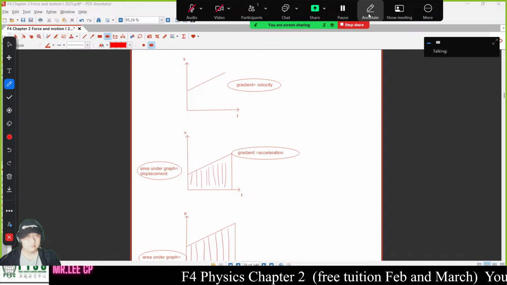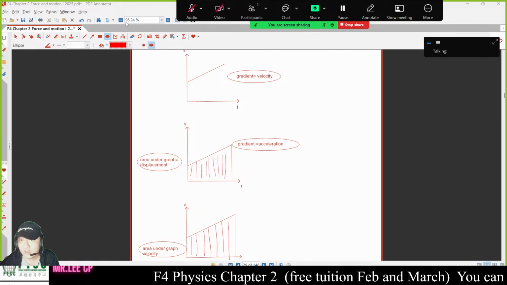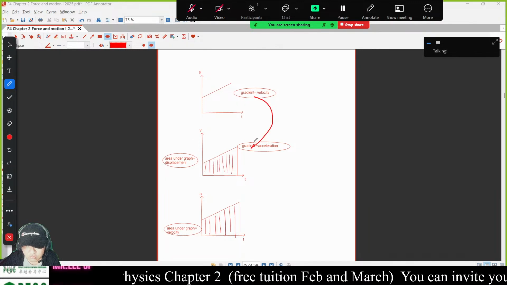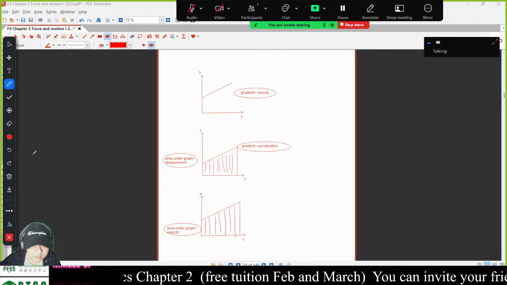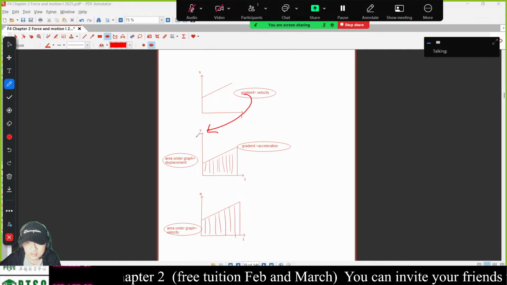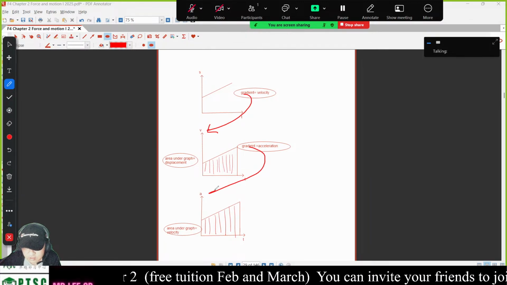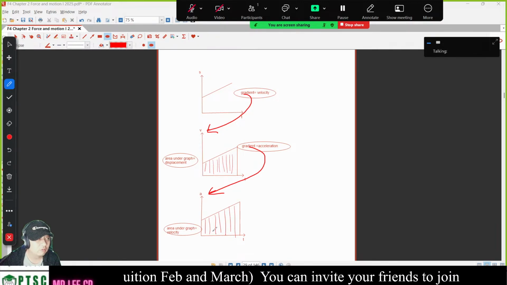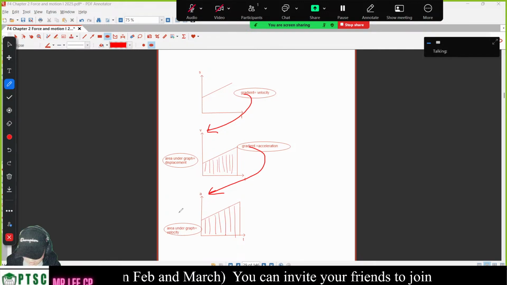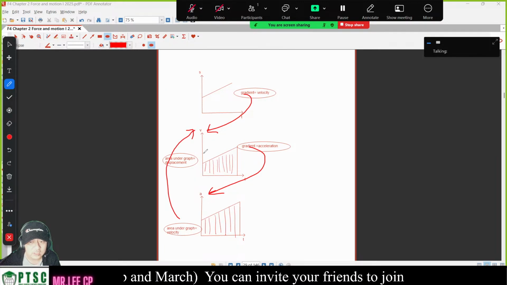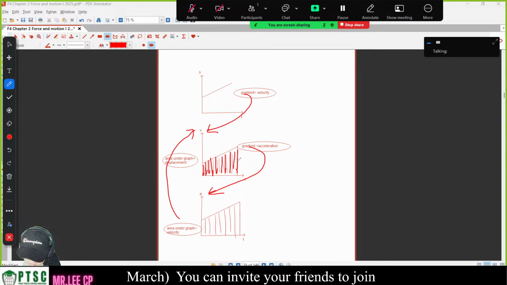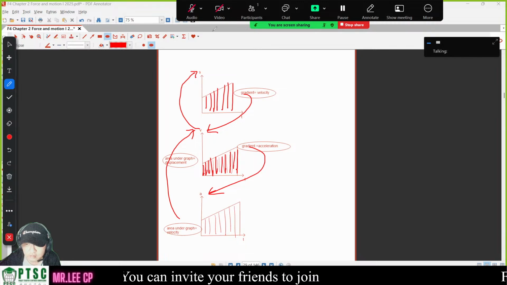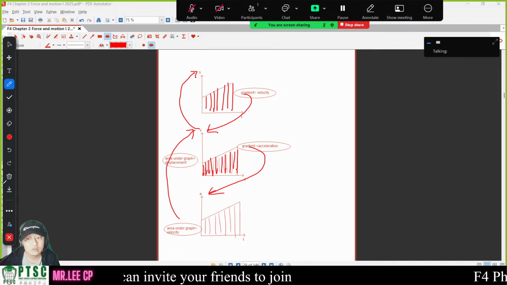Now, how to memorize it again? For the ST graph, gradient, velocity, right? Gradient, velocity. So the gradient of the VT graph, acceleration. The gradient of the AT graph, don't have. You go down no more. Now area under the graph here is velocity. If area under the graph here, it is your displacement. Area under the graph here, don't have. So this is how I memorize.